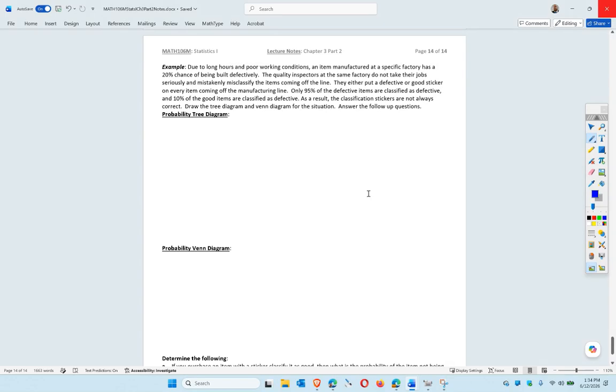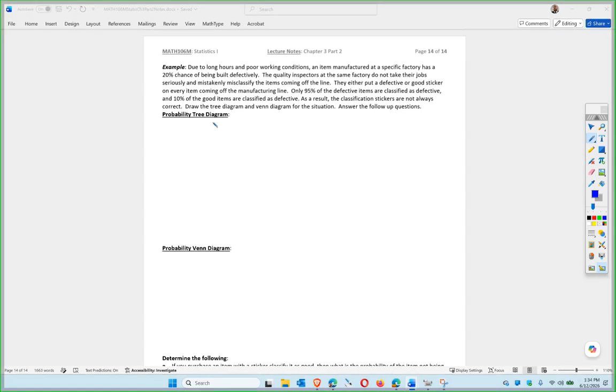Alright, this is Chapter 3, Section 5. This is the third video. So this is the last page, which is comparing tree and Venn diagrams. They're both probability. Essentially, they have to have the same outcomes and numbers. They're related to each other, right?